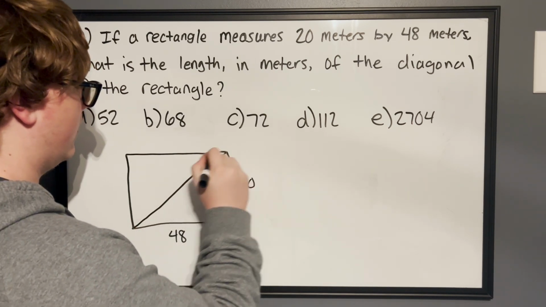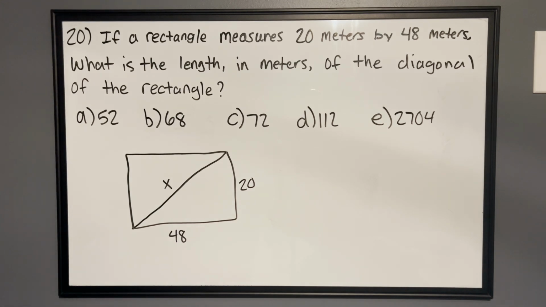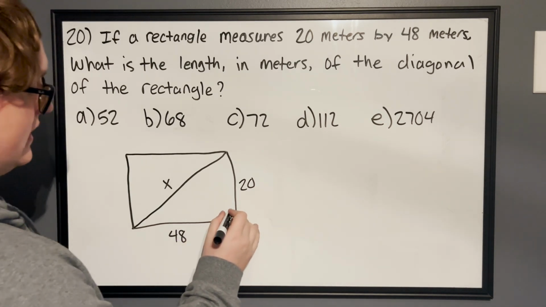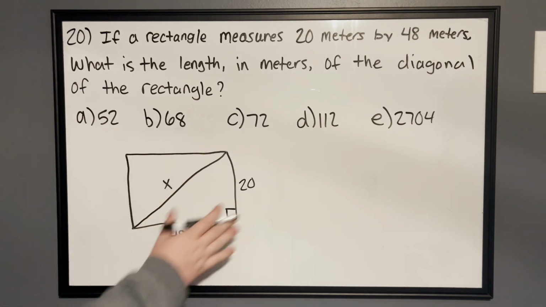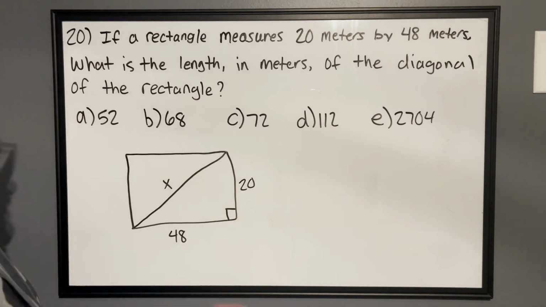So we want to find what this side length is right here. Now, since we have a rectangle, this is a 90-degree angle. So we know this is a right triangle right here. Half of the rectangle is a right triangle. So to find the diagonal, we can just use the Pythagorean theorem.